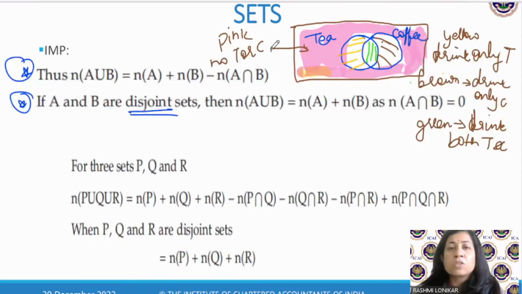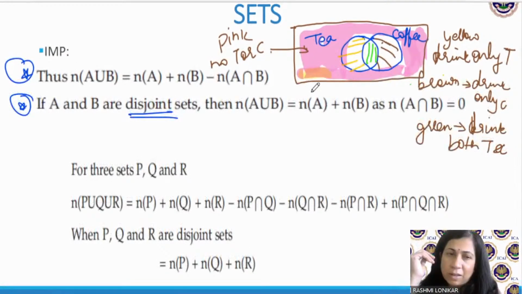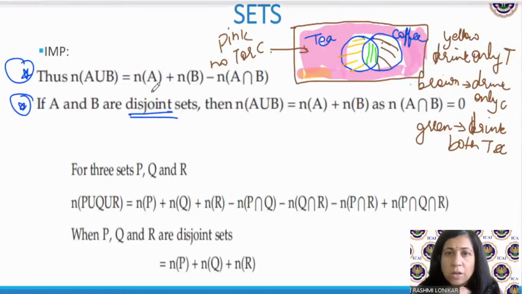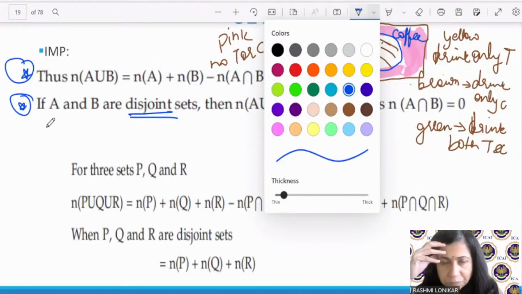Okay. So what is here? Some people drink tea, some people will drink coffee, and some people will drink tea or coffee. Then there will be other people who will drink neither tea nor coffee. That is represented by the pink area. Now we are talking about disjoint sets also. Now what is a disjoint set? Disjoint set means when there is no relation between the two sets.